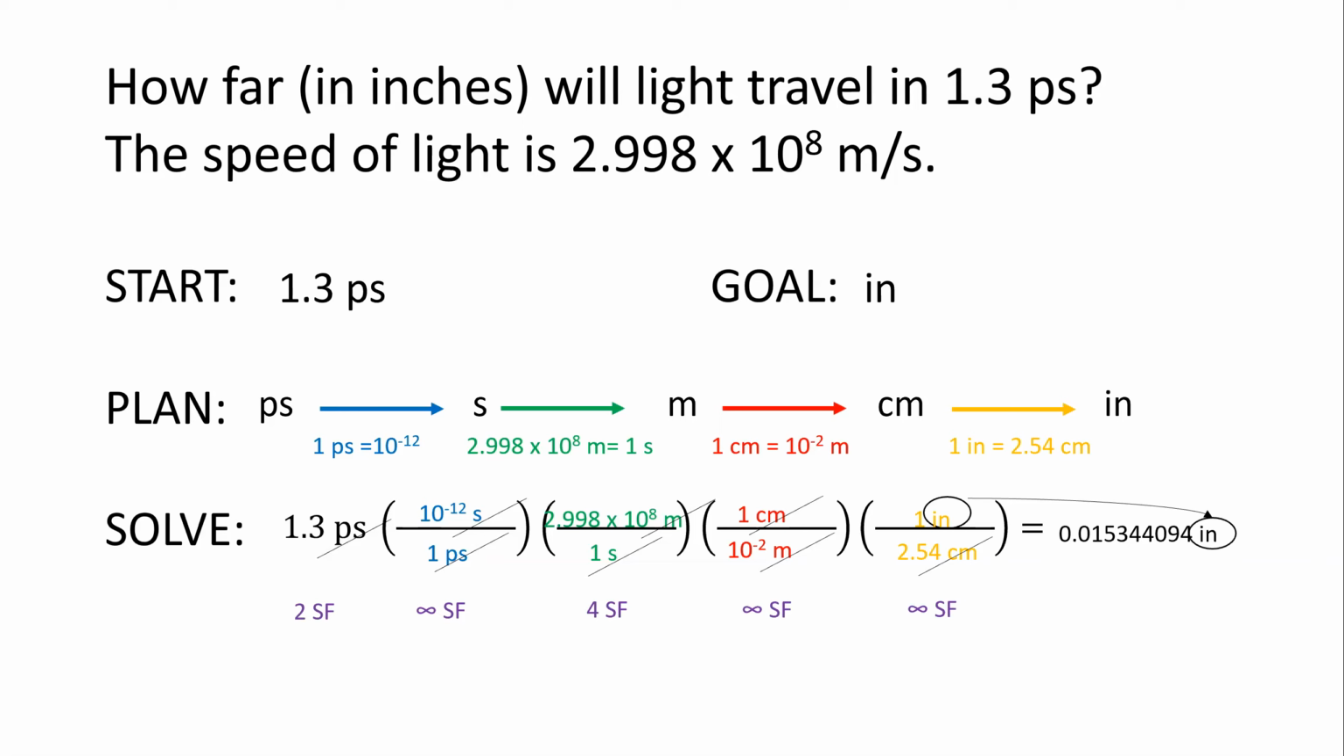And we have 2 significant figures in the number we start with, an infinite number in almost all of our conversion factors, but the speed of light, we only have 4 significant digits in it. So again, we're limited by the smallest number, which is 2, so it happens to be our starting value. So we need to round that number, our result off from the calculator, to 2 significant digits. Again, remembering those leading zeros are not significant digits. So our answer is 0.015 inches. So in 1.3 picoseconds, light will travel just not very far at all, 0.015 inches.